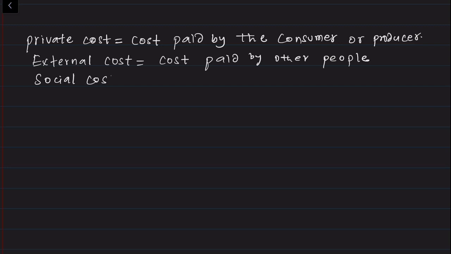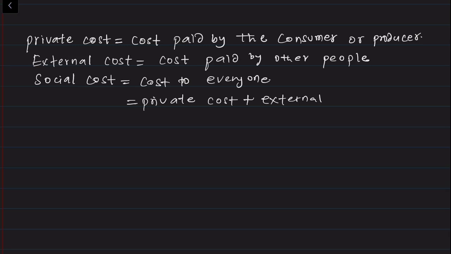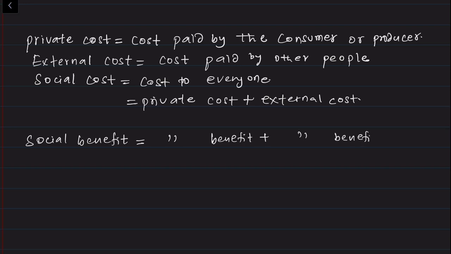Now we have social cost. So this is cost to everyone. We can also write this as the sum of private cost plus external cost. Now similar to cost, we have private benefit and external benefit and social benefit. So social benefit is the benefit to everyone, or private benefit plus external benefit.